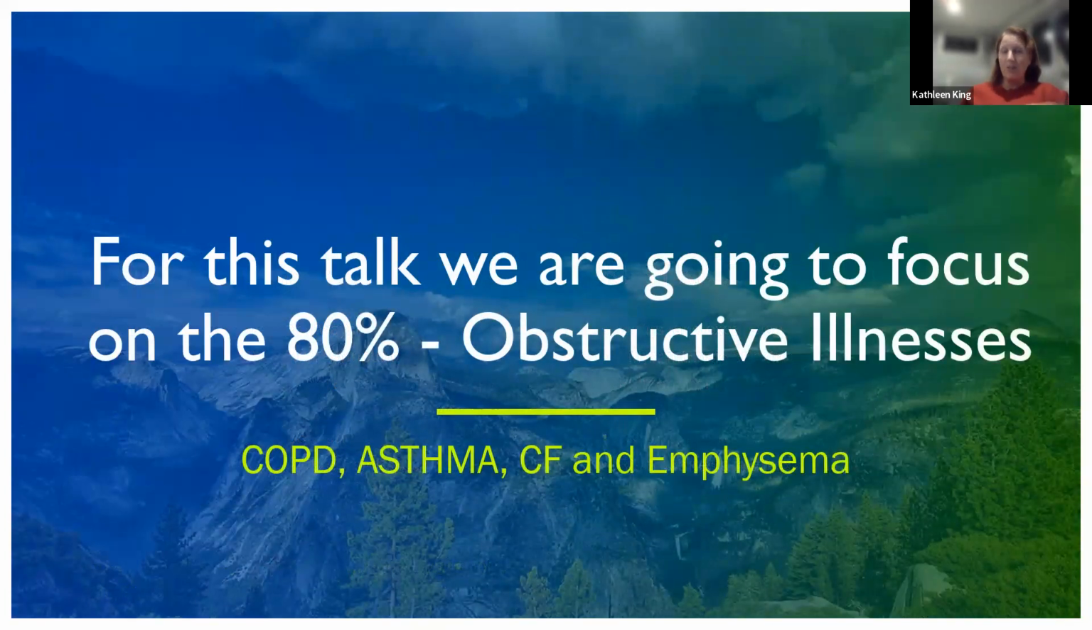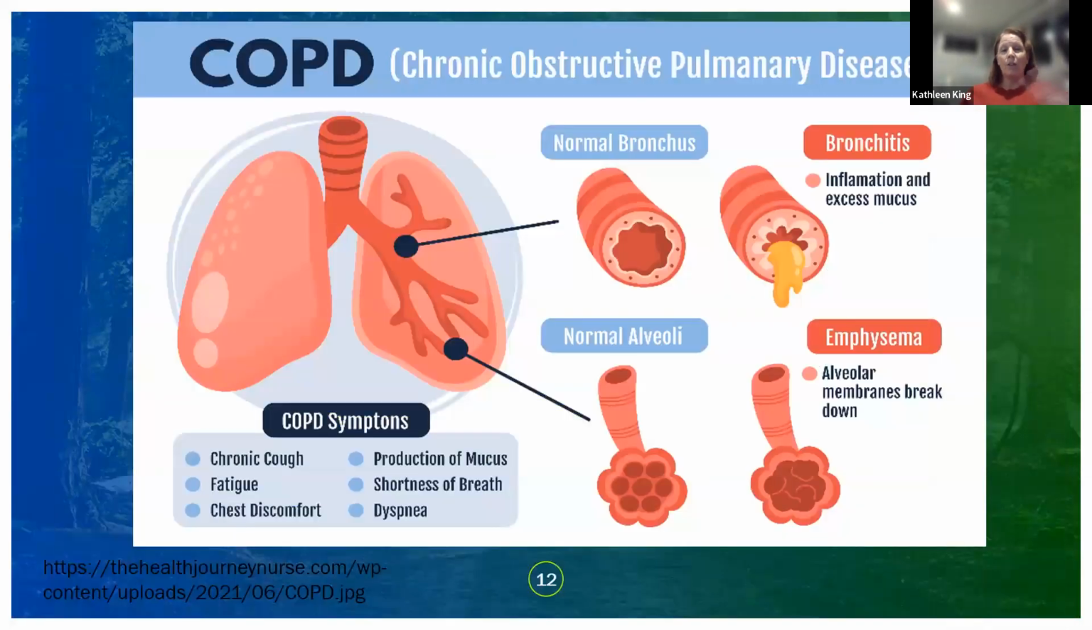For the purpose of this talk, we're going to focus on this 80%, the obstructive illnesses. That's COPD, asthma, CF (cystic fibrosis), and emphysema, which carries a little bit the same with COPD. All right, so here's COPD. Classic pictures here. So normal bronchus, pretty wide open, no big deal.